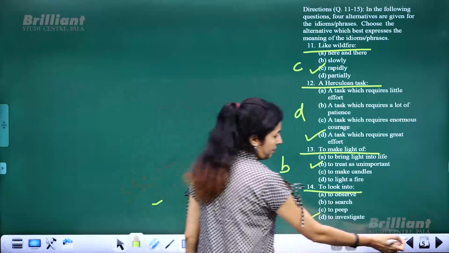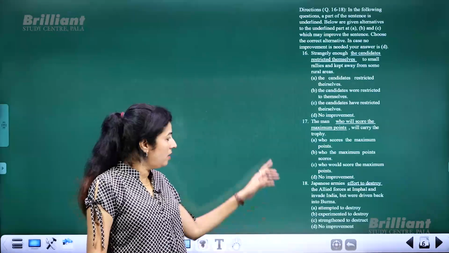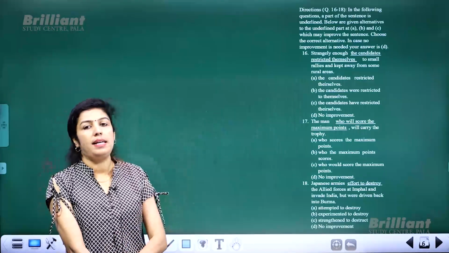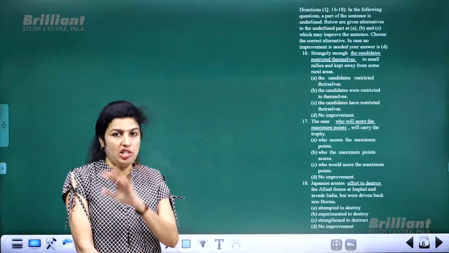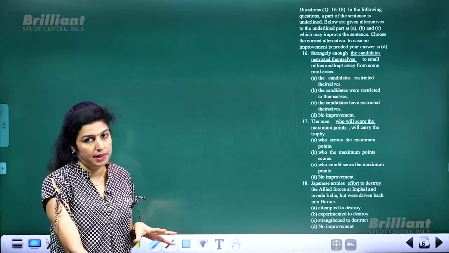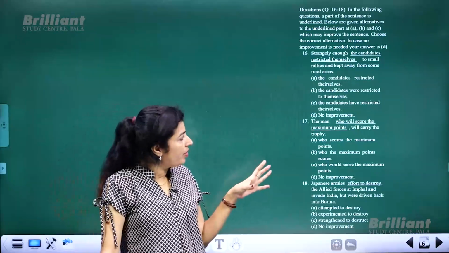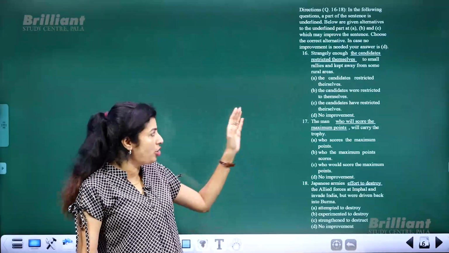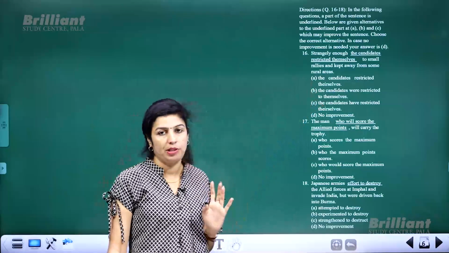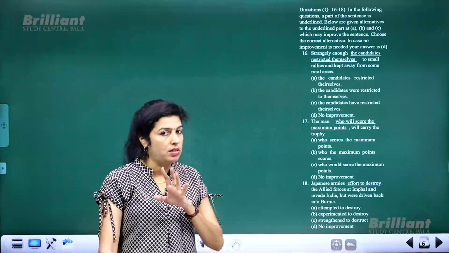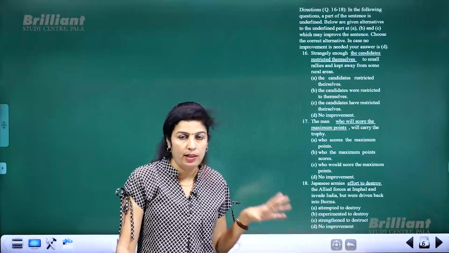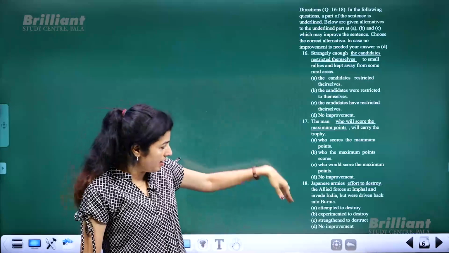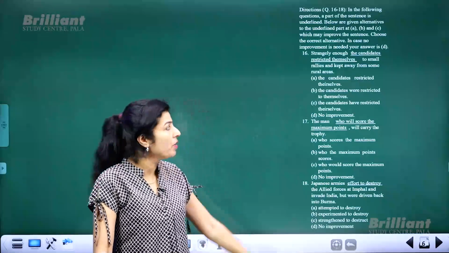Alright. Now we have been given three sentences where in each sentence a part has been underlined. In case you feel that whatever is underlined needs any improvement, you can choose from the first three options. And if you feel that there is no need for any improvement, that it is a correct sentence, you can choose the last option, that is no improvement.